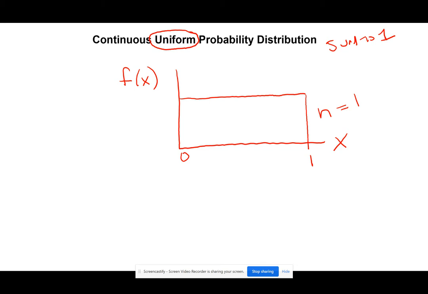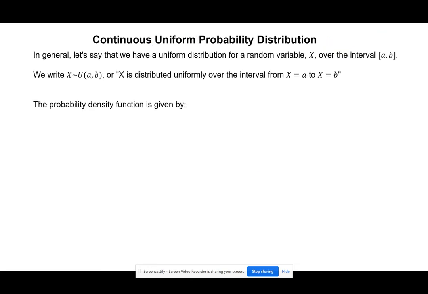And because of that, we can calculate some probability. So if we know this whole thing is 1 or 100%, for example, if I looked at the value of a half to 1, what's the probability that I get a number between 1/2 and 1? Well, I think that would make sense to you that half of this would be 50% or a half. So that's what a continuous uniform probability distribution is. Let's look at some of the properties of it.